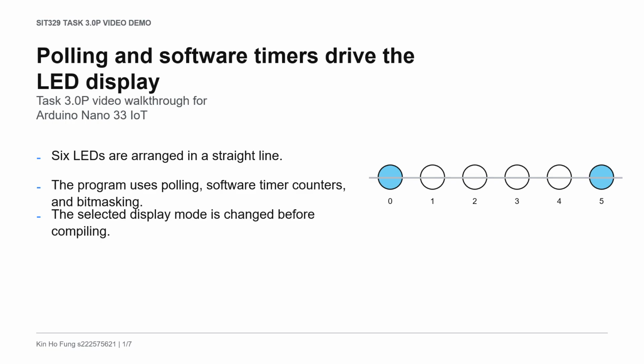In this task, I built an event-driven LED display using polling and software timing on the Arduino Nano 33 IoT. This system uses 6 LEDs in a straight line. It supports 2 hard-coded modes, Night Rider and Catch Me If You Can.